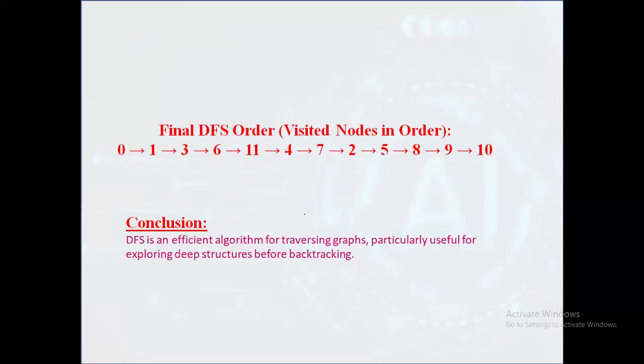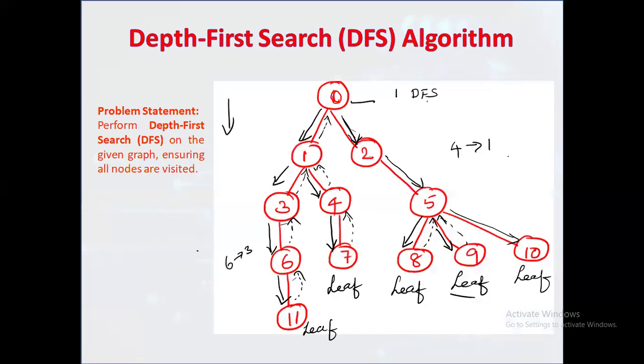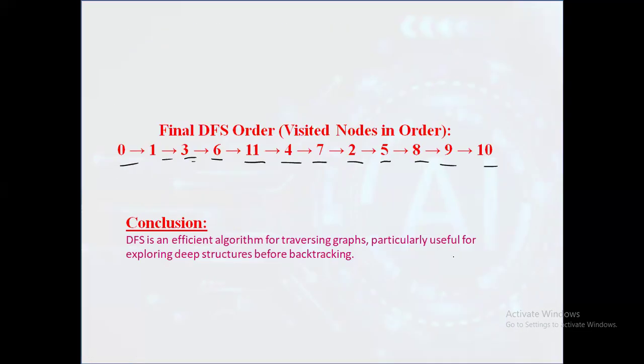I hope this explanation helps. The final depth first search order is 0, 1, 3, 6, 11, then 4, 7, backtracking, 2, 5, 8, 9, 10. This is the output sequence.